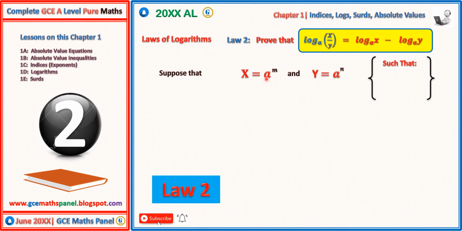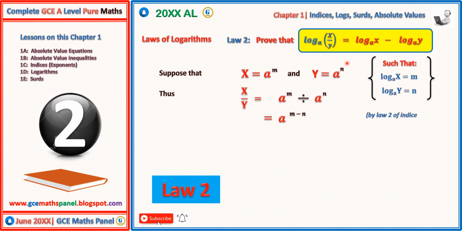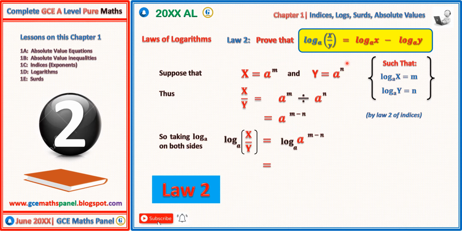In logarithmic form, you have log x base a equals m and log y base a equals n. When we get the quotient of these two, x divided by y will be equal to a to the power m divided by a to the power n. From the second law of indices, this can be written as a to the power m minus n. If we take log base a on both sides, this will give us log x divided by y base a is equal to log a to the power m minus n base a.